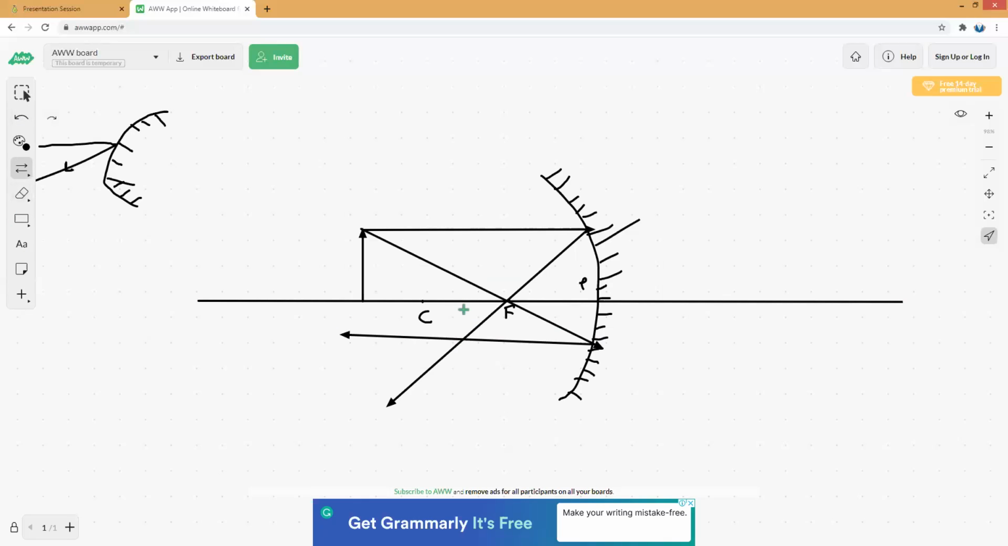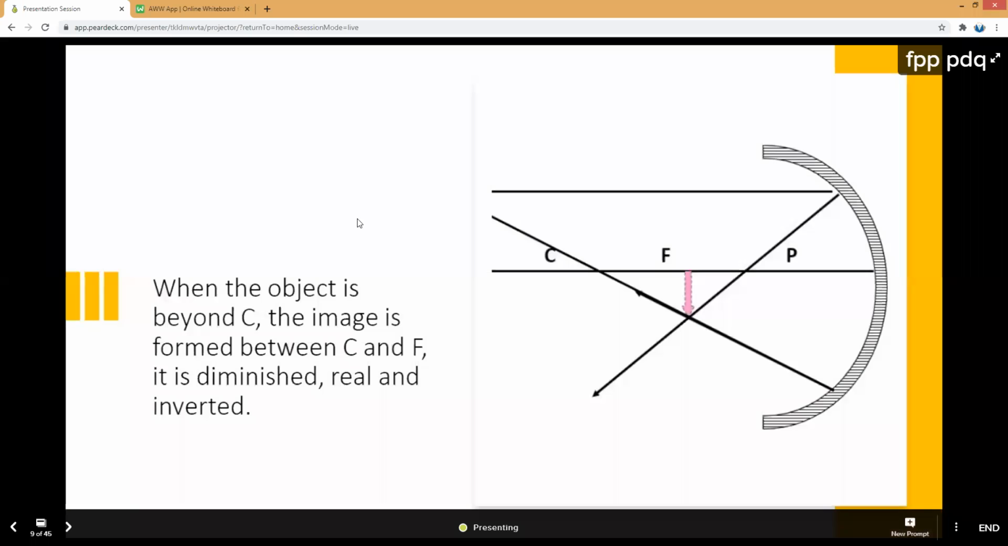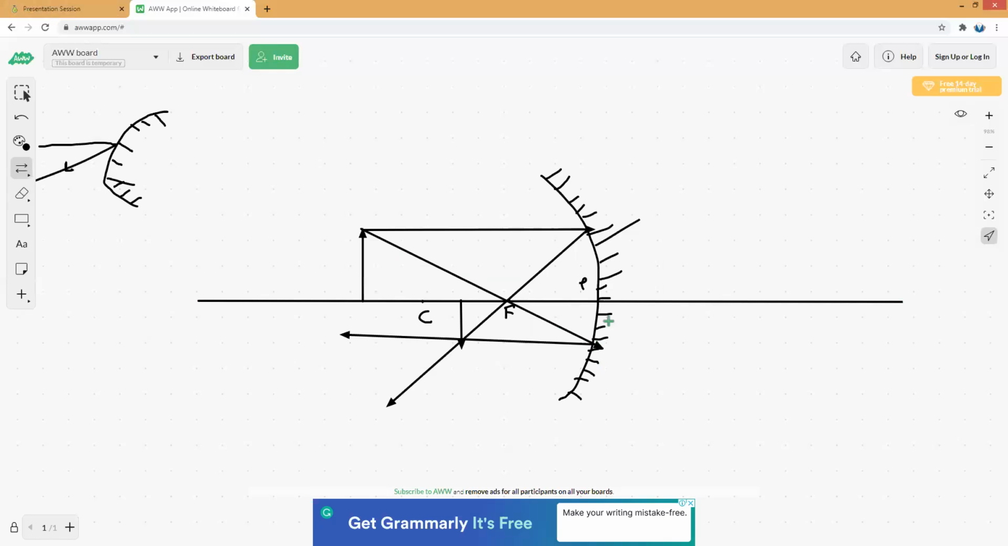That's it. Is there any doubt? So basically the image is formed between C and F, the center of curvature and focus. It is diminished, it is small, because the object is big but its image is small, and it is inverted as well. Inverted images are the ones that come below the principal axis. It's also real. So in a concave mirror, mostly all the images are inverted, except one type. We'll go through that.